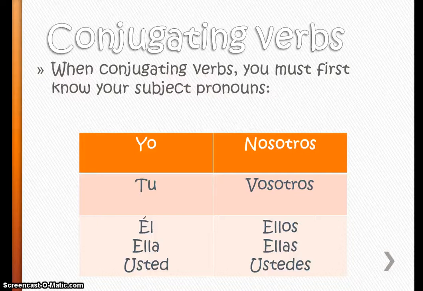Ellos is they when you're talking about a group of males and females or a group of all males. And ellas means they when you're talking about a group of only females. And then we have ustedes, which means you all and everywhere but Spain.